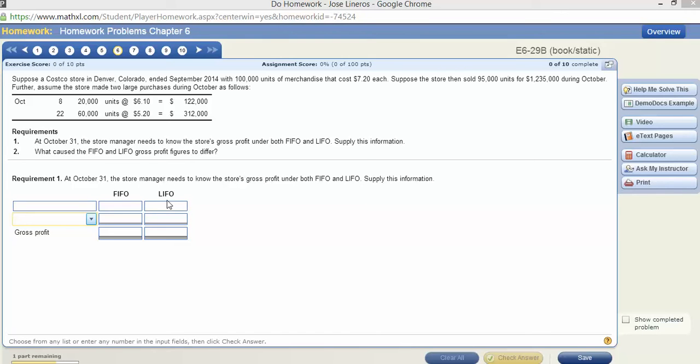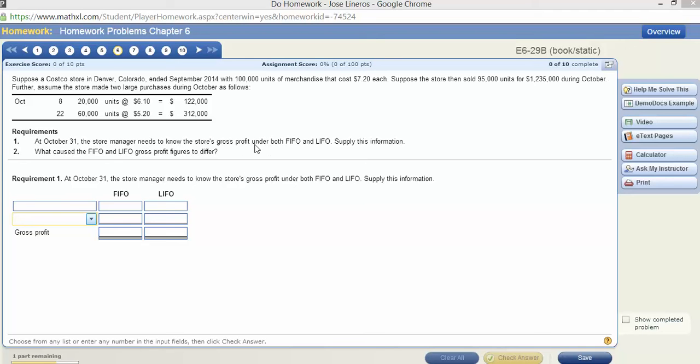So when things are sold, you either have to make a FIFO assumption or a LIFO assumption. There are other methods, but let's not get into those right now. Let's just focus on FIFO and LIFO. One of the things I ask right off the bat is that at October 31st, on Halloween, the manager needed to know the store's gross profit.